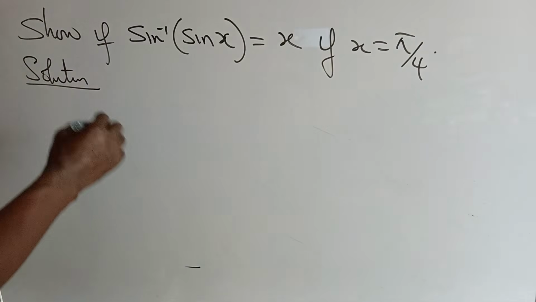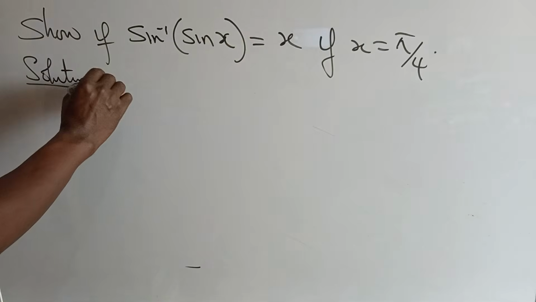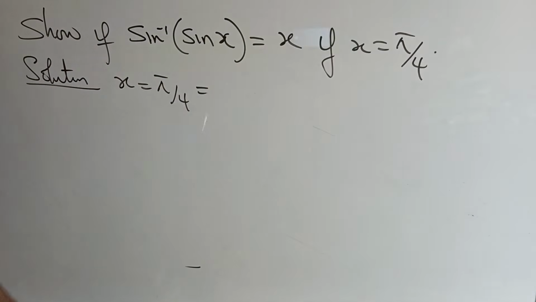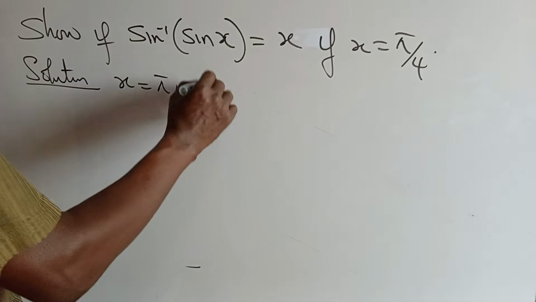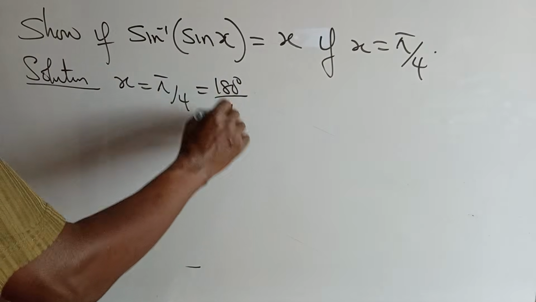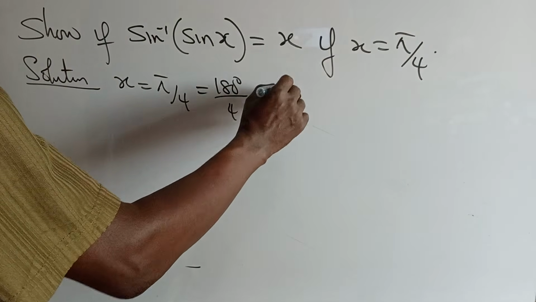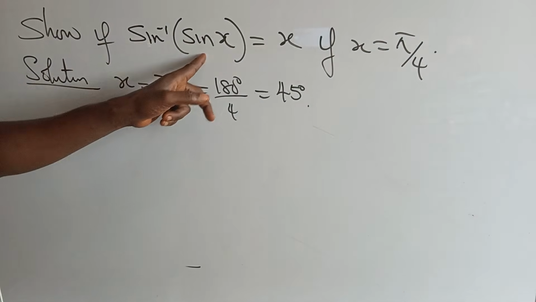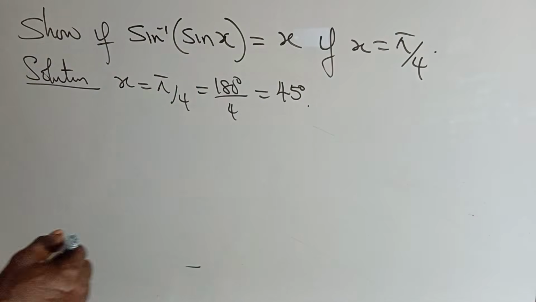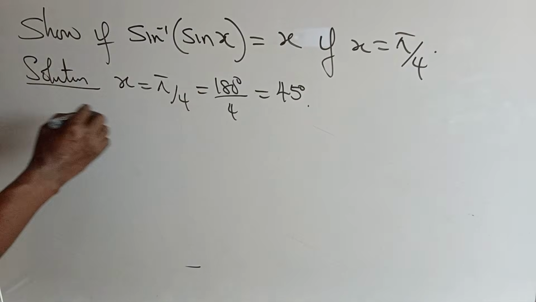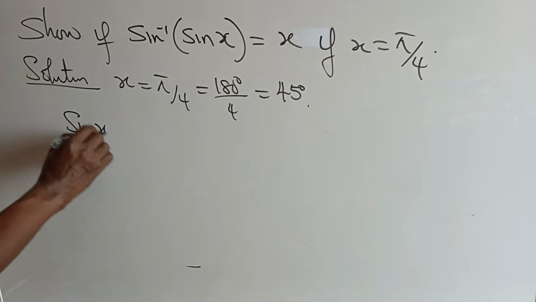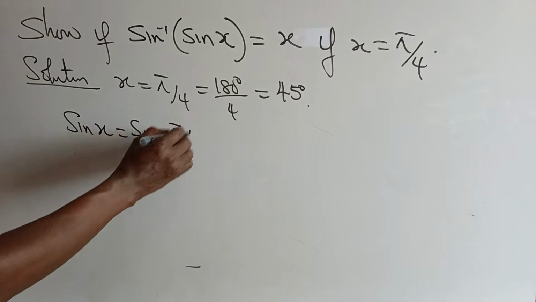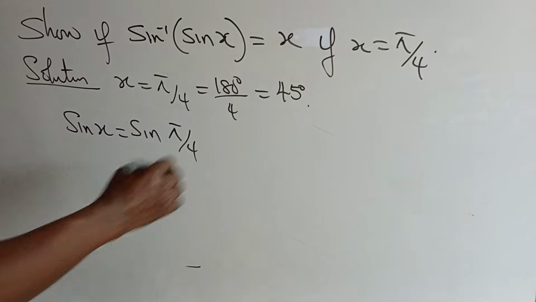The value of x here is in radians, so x is equal to pi all over 4, and pi in radians is 180 degrees, which is 180 all over 4, and that is 45 degrees. So we want to check if sine inverse of sine x will give us x. In this case, we start with sine x. What is sine x? Sine x is sine of our x as given, pi all over 4, which is the same thing as 45 degrees.